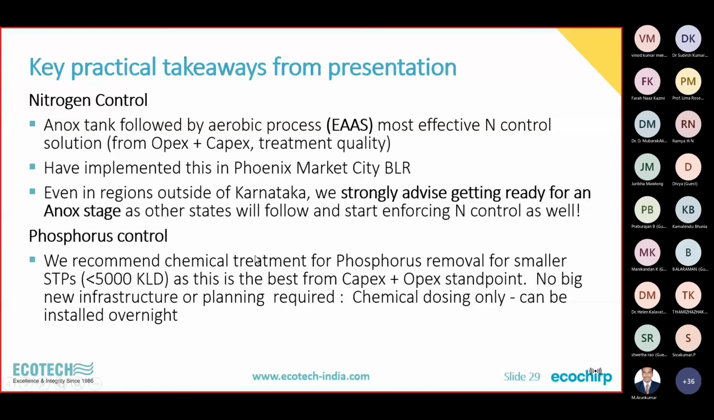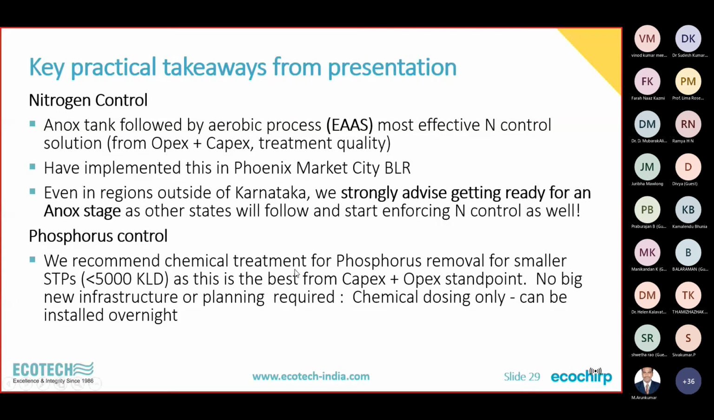So the key practical takeaways from this presentation: nitrogen control, anox tank followed by aerobic process, the recirculation system is the most effective nitrogen control solution from both OPEX and CAPEX, treatment quality. We have implemented this in Phoenix Market City in Bangalore, and not only Phoenix Market City in Bangalore, about 5 or 6 different other locations, including residential complex, including for all the GE plants, the General Electric plants in Bangalore, and a few other residential complexes. And we continue to implement this denitrification now in all the other plants under our care.